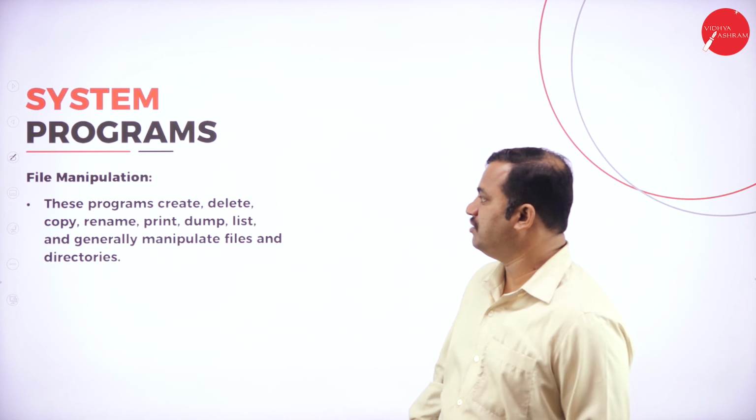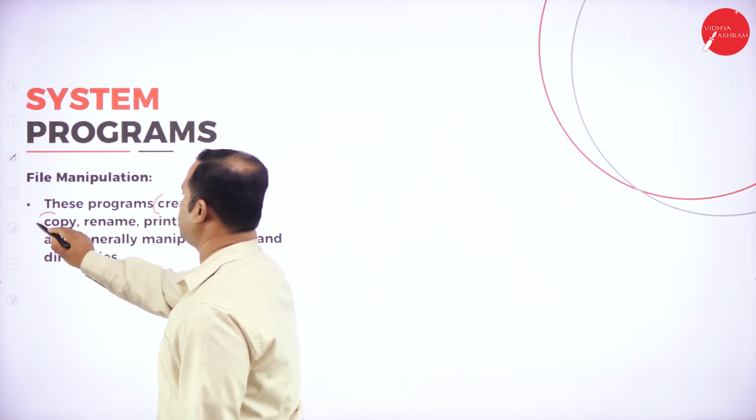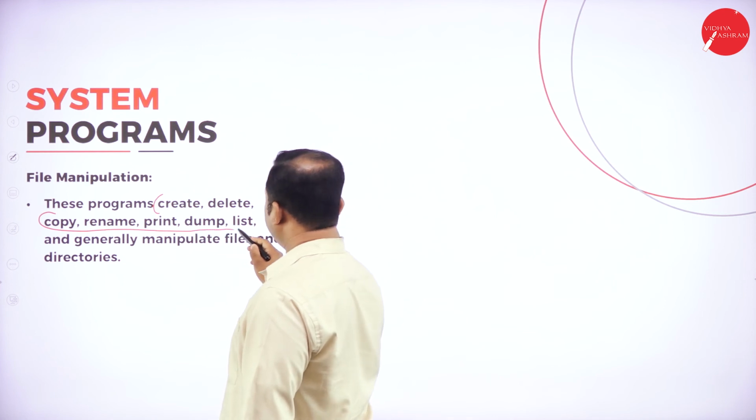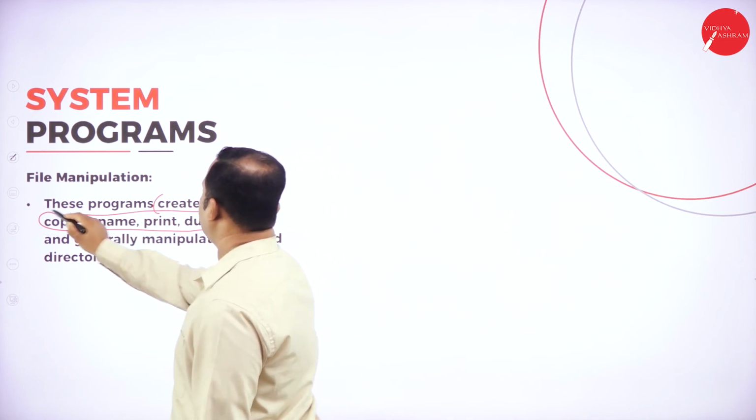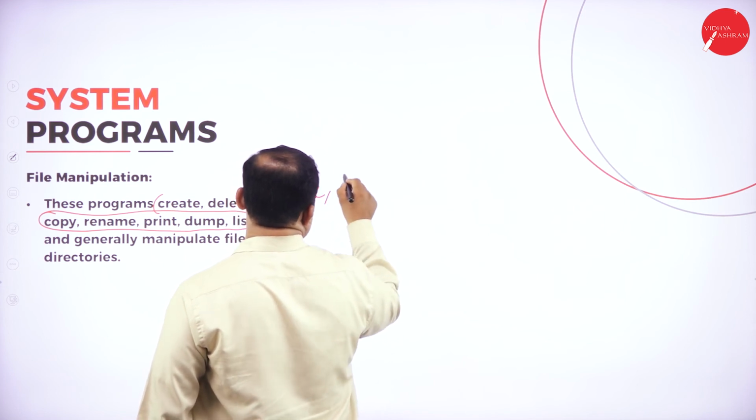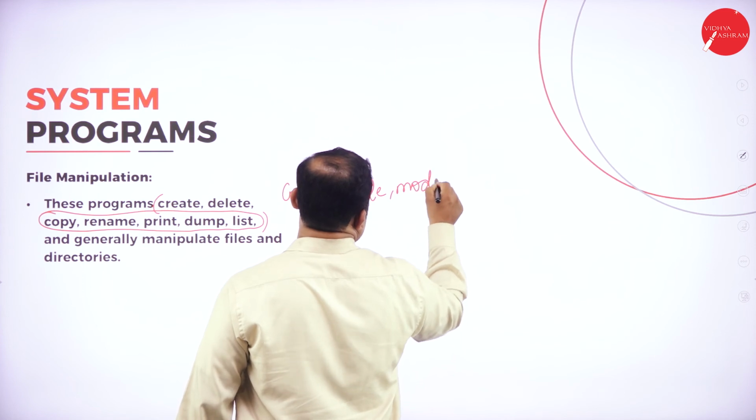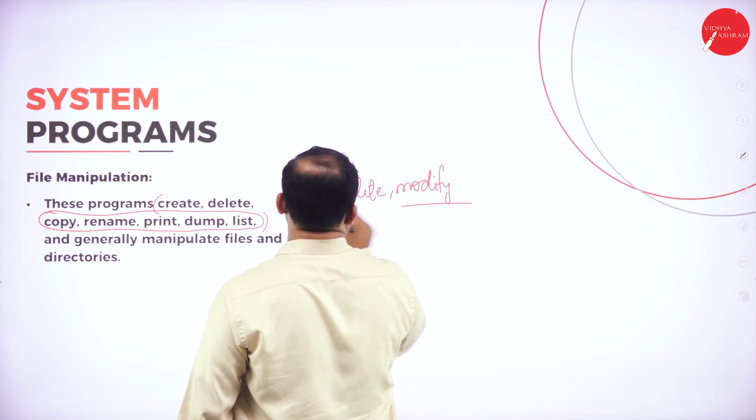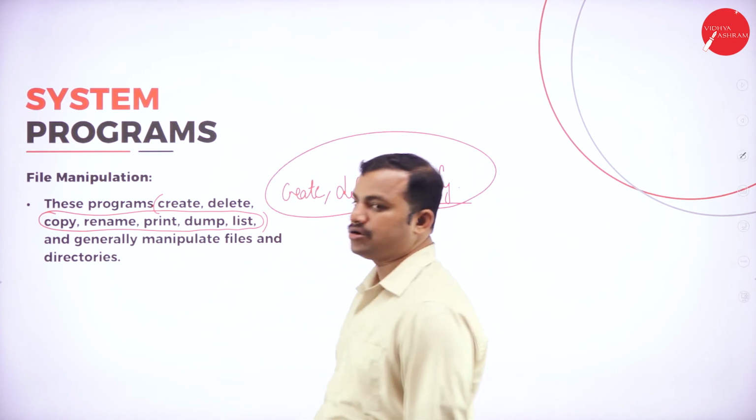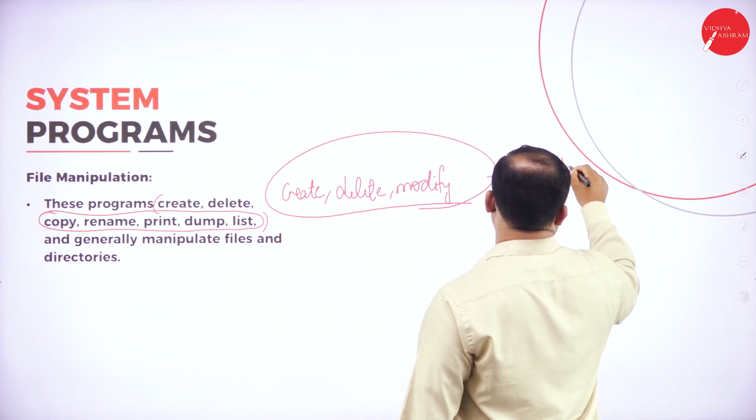Then we have file manipulation. As I have already told you: create, delete, modify. What is the meaning of modify? Copy, rename, print, dump, list are also called create, delete, modify. This information is called file manipulation, which is done by the system call.